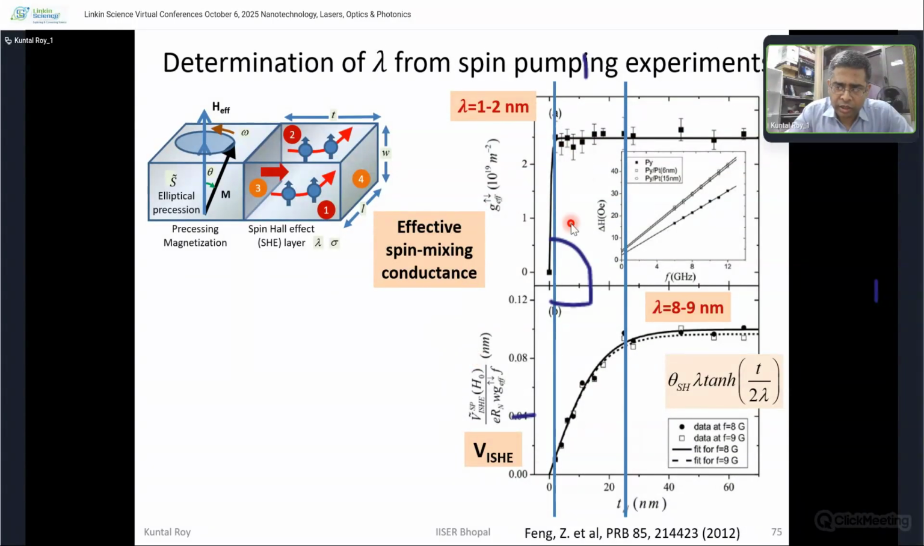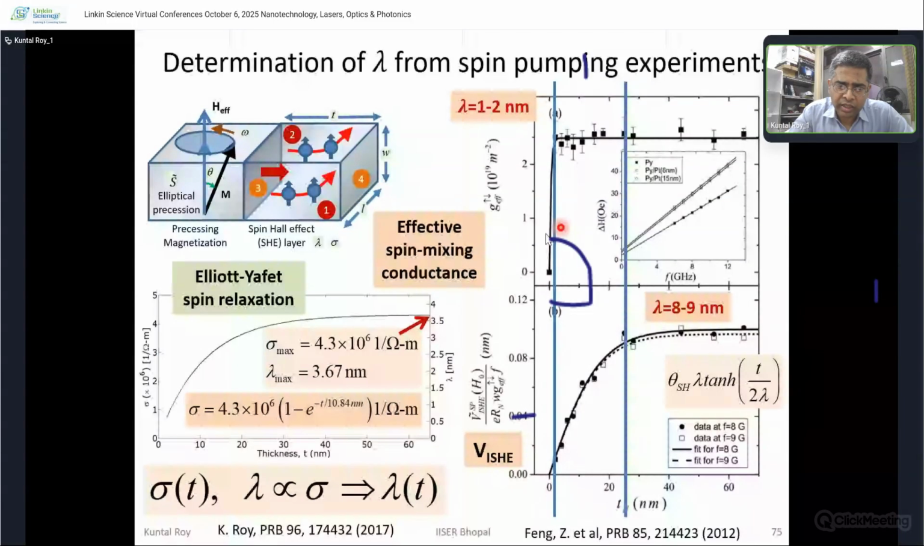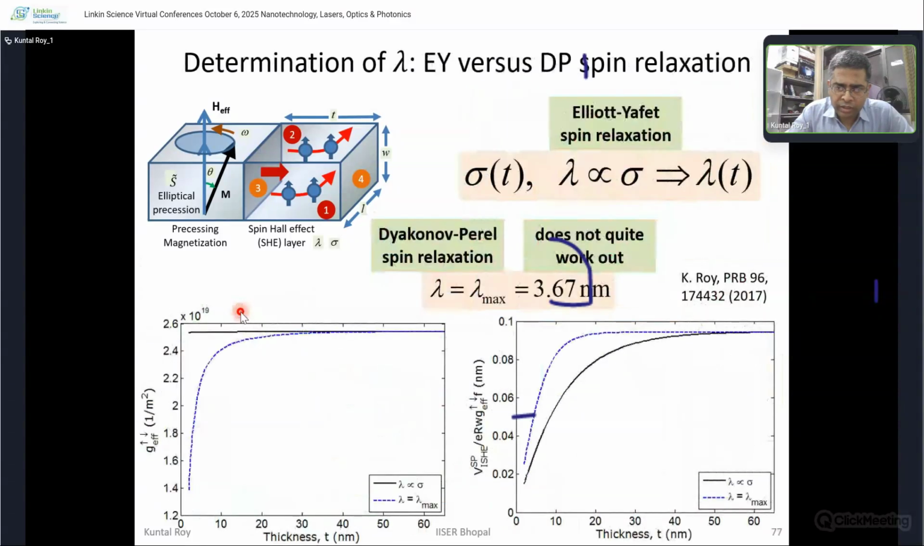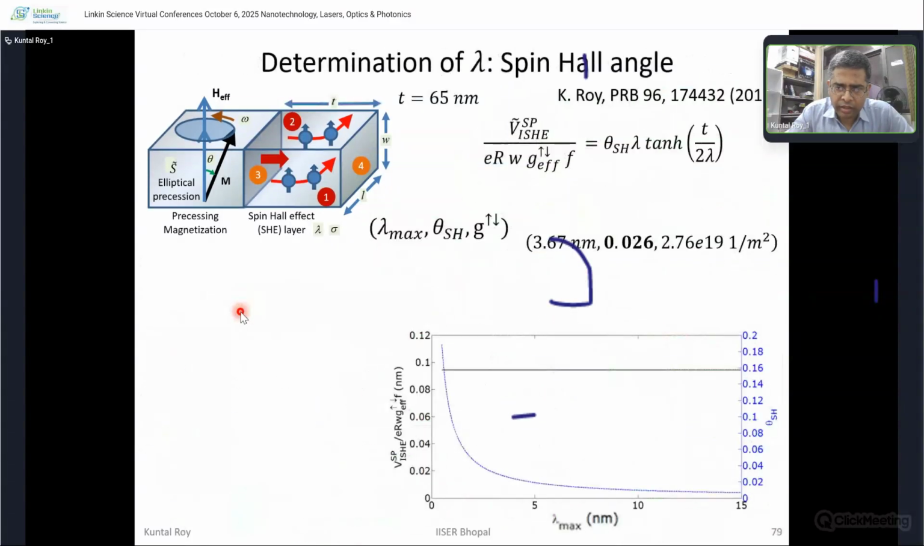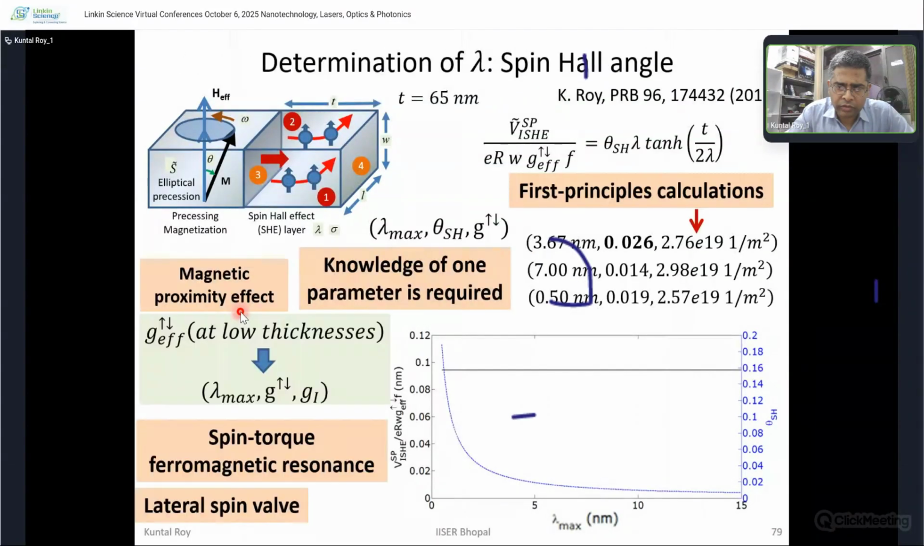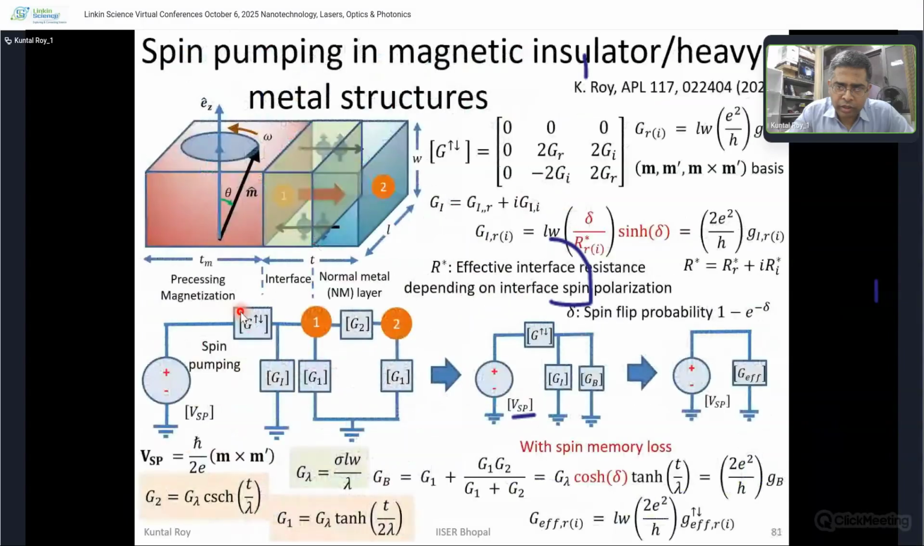They saturated two different dimensions, and it shows very clearly that lambda is proportional to sigma, which corresponds to the area-based spin relaxation mechanism. And there are many other things that we have done, particularly also for magnetic insulators we have worked on.